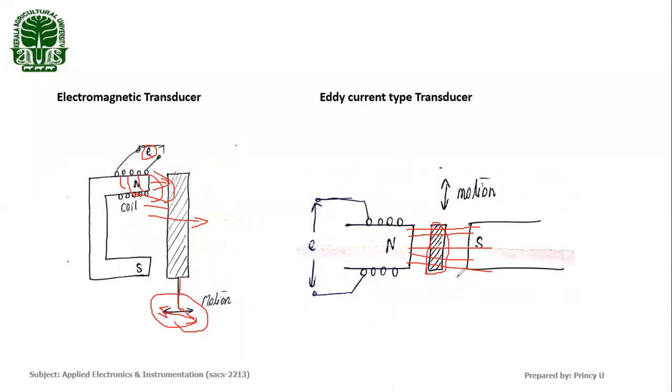A non-ferrous plate is placed within this magnetic field. So it moves in a direction perpendicular to the line of flux. Okay. And we are connecting this non-ferrous plate to the vertical motion to be measured. We have attached that non-ferrous plate to our motion or displacement to be measured. Okay, so this non-ferrous plate moves up and down within this magnetic field.